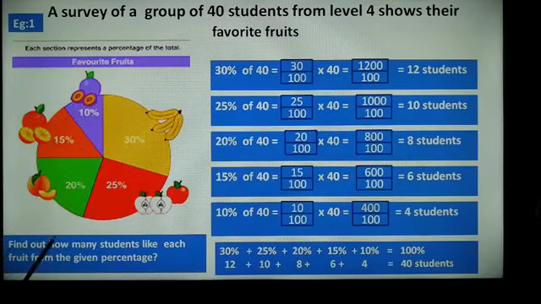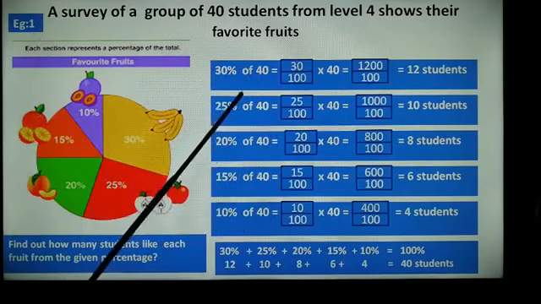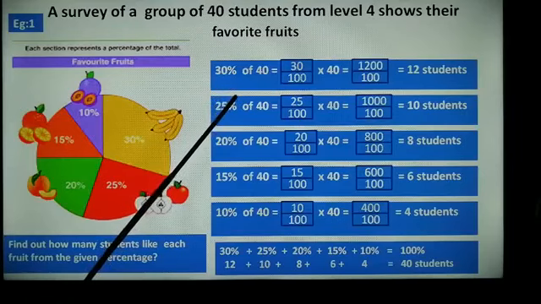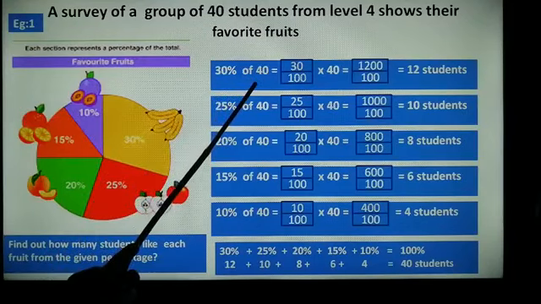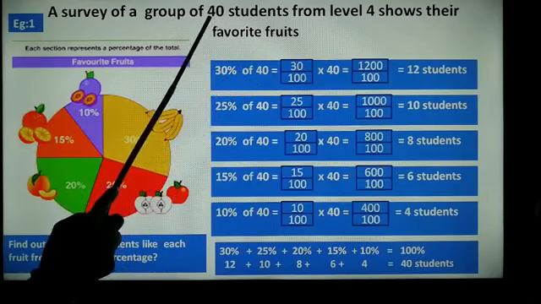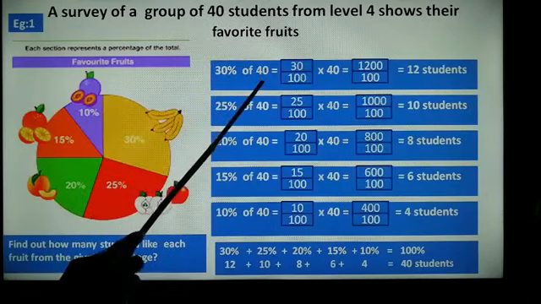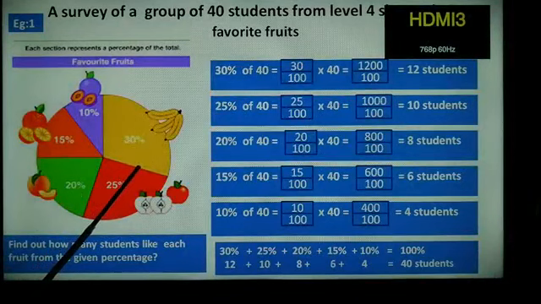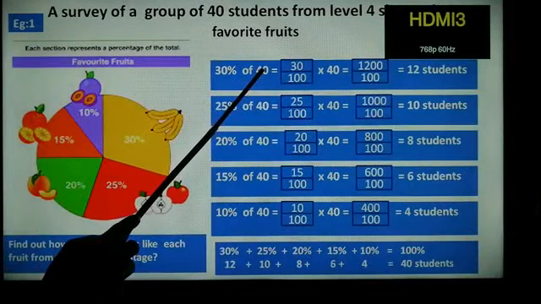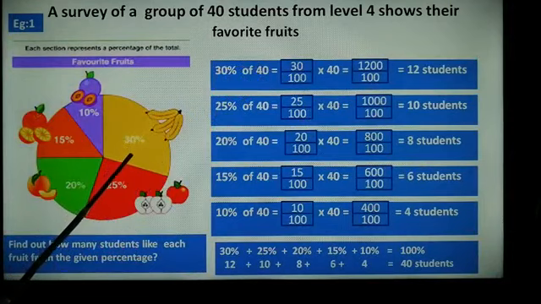So when we find the number of students, you have to do it like this: percentage of a quantity. I think you remember the first term unit, percentage and fractions. The same we are applying here. Percentage of a quantity. Here 30% is given. Out of what? What is the total number of students? 40. Out of 40 students, 30% like banana.